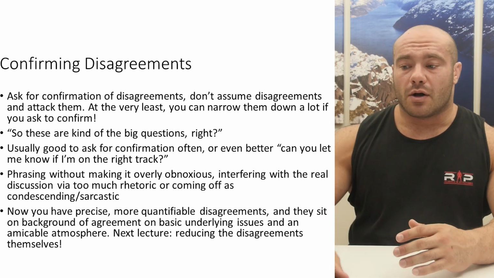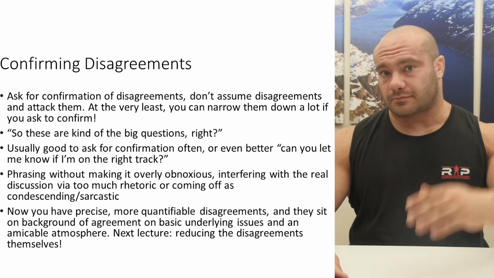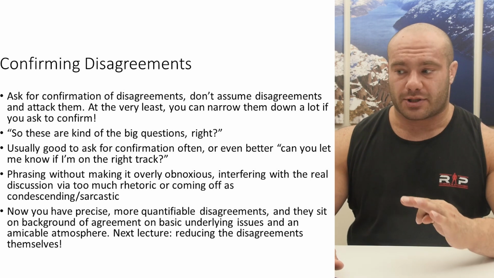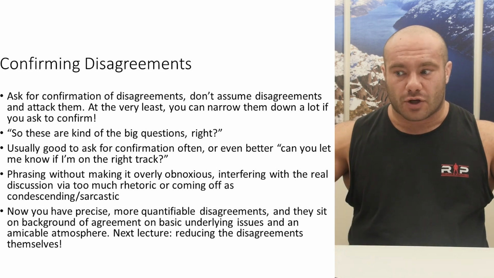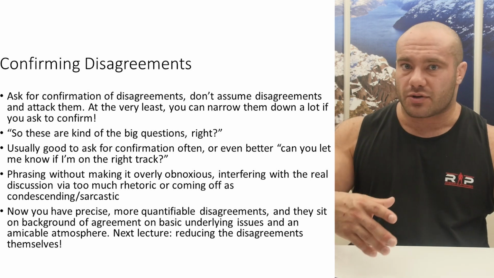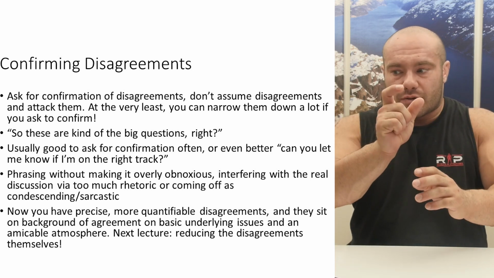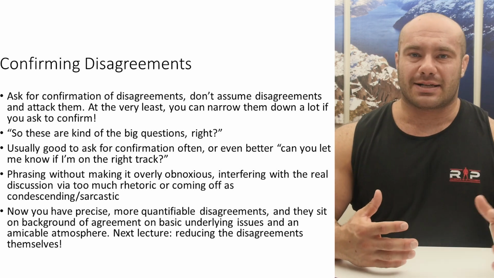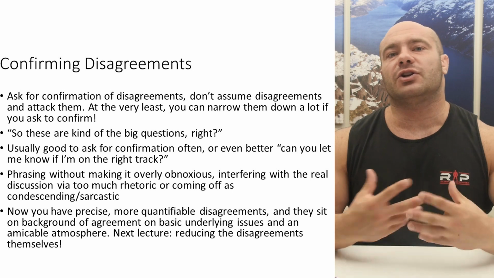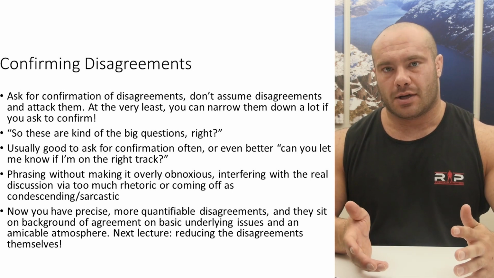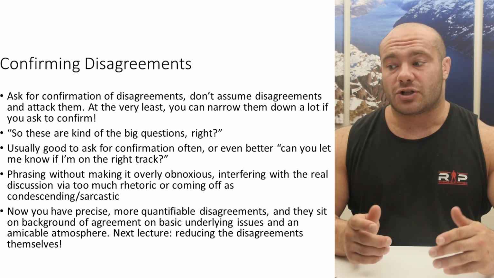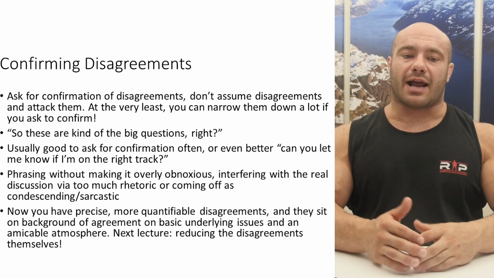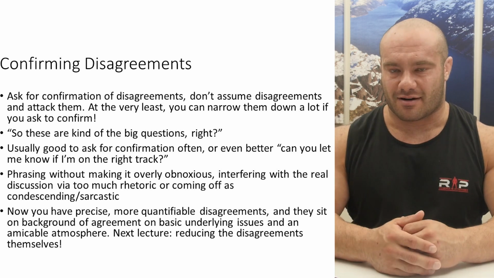That makes sense? So now at this point, after the whole lecture up to here, you have precise, more quantifiable disagreements. They sit in a background of agreement that you've been building, so they agree with most of the stuff you've said. You've just got this little pinnacle that you disagree with, right? And there's an amicable atmosphere. The person by now, at least to some extent, at least more than they otherwise would, feels like you're on the same team working towards the truth. In the next lecture, we're going to finally talk about actually reducing the disagreements themselves, finding the truth, and so to speak, working on the meat and potatoes of the argument.